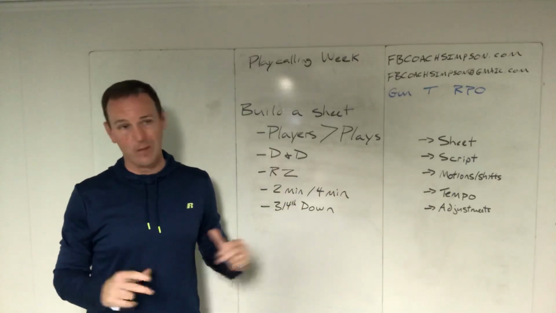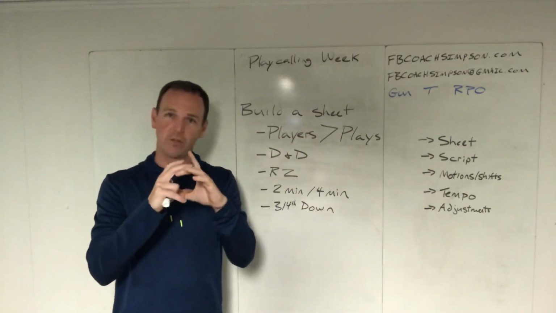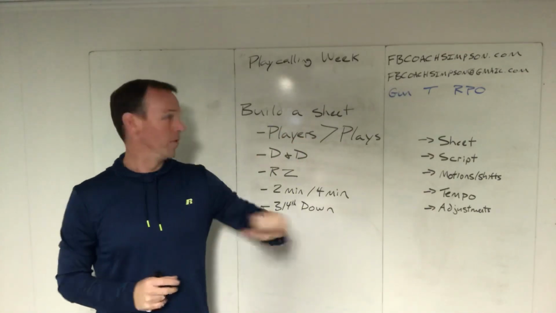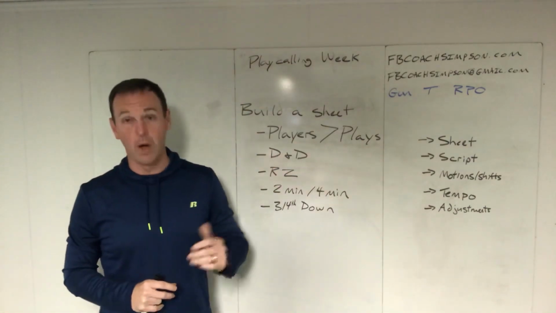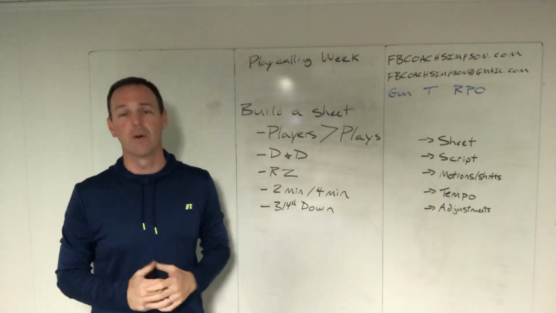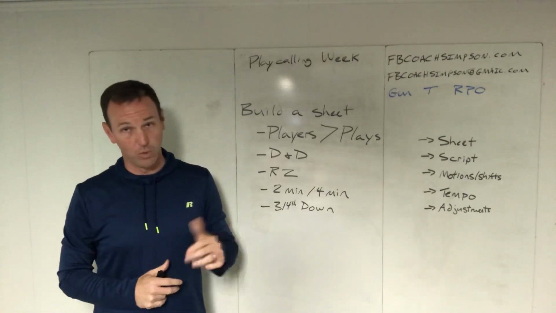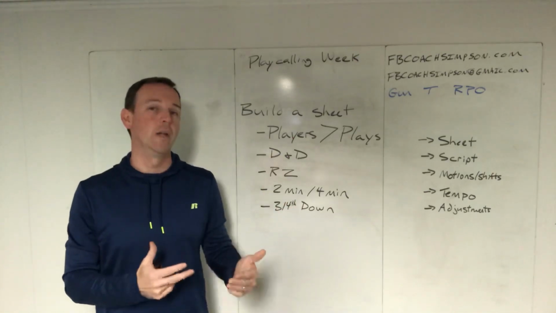I always recommend in the red zone, your selection menu kind of shrinks, and you may have a lot more of these motion shifts and adjustments that go on down there. You need to have that on your play sheet, so when you get down there, there's no issues. Games are won and lost on third and goal, fourth and goal, so you want to make sure you're ready for that.